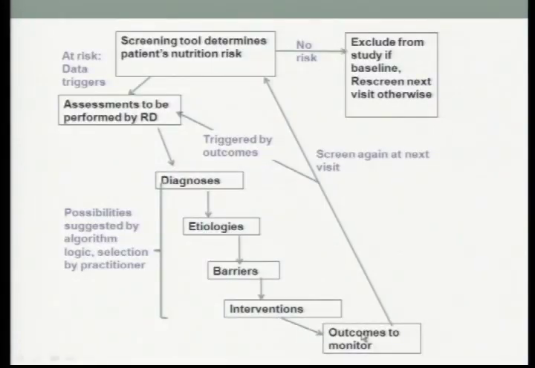So that's why we have interventions, and then we have outcomes, and then it goes back again. In the next month, or maybe the next visit, you screen them again, and it's cyclic like this. If there's no risk, then they are kicked out, and you don't have to worry about them again until the next month when you re-screen them again.